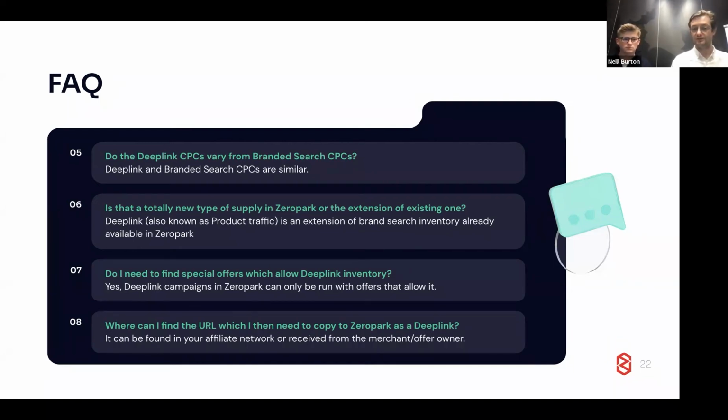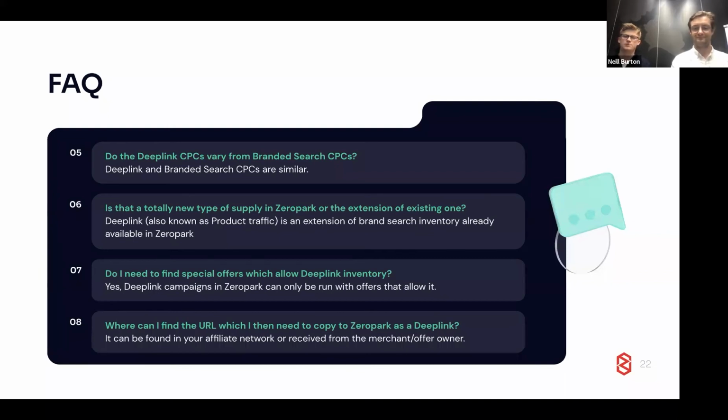Do I need special offers which allow deep link inventory? Yeah, so on every affiliate network, if you click on Deeplink, they should show you the offers which allow Deeplink. I'd say 70 to 80% of available offers on the market allow Deeplink. There are some that do not, but I think that will be clearly stated that you are not allowed to run Deeplink campaigns. Most of them do, but I recommend checking before setting up the campaign whether it allows Deeplink.